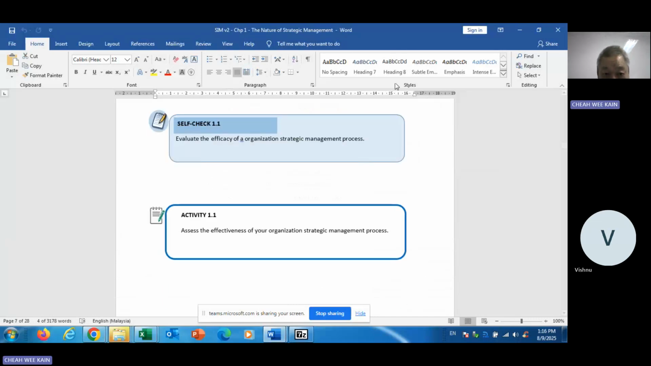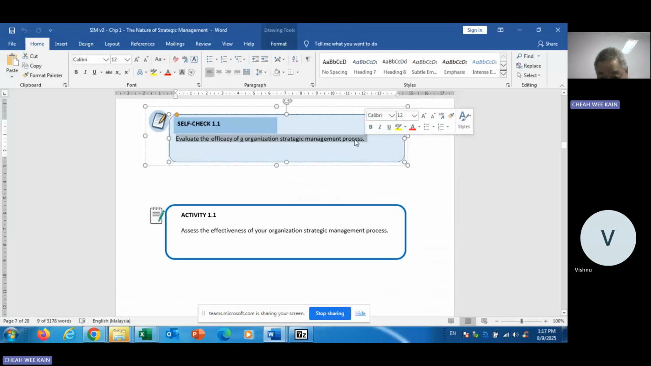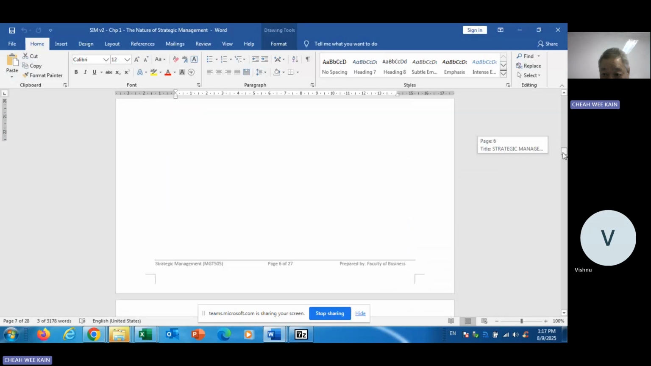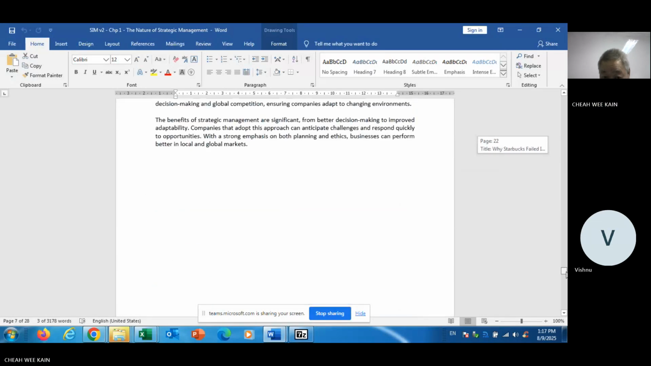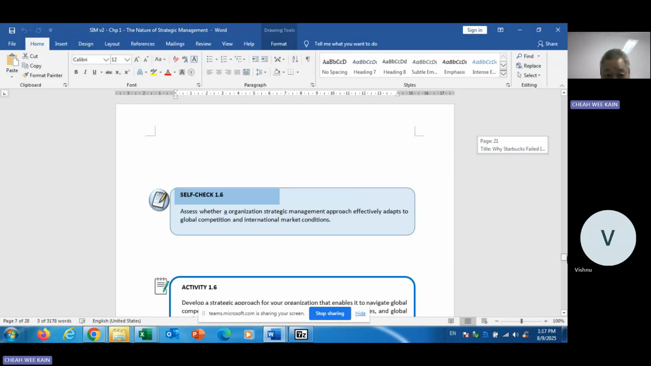Okay, so here I would like to have a self-check. Evaluate the efficacy of the organization's strategic management process. And the word here is strategic management process. The process, how does your company do the process, do strategic management? So how do you know the company is doing it correctly? So here is self-check one. I'm going to go to the bottom. And you see the answer for self-check one.